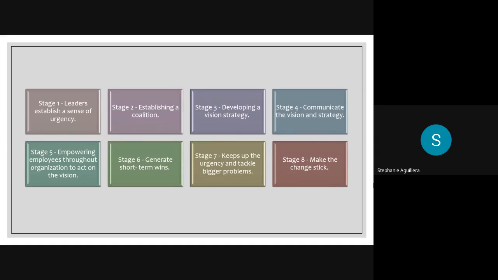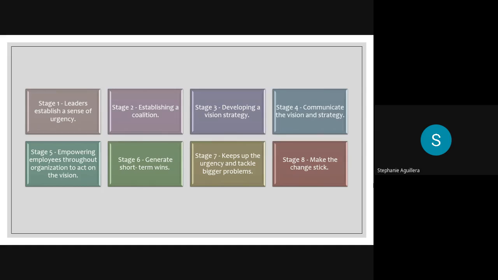Stage 1. Leaders establish a sense of urgency. In many cases, the need to change isn't obvious, and leaders have to make that need to change known. After it is identified, they must find a way to communicate this information broadly and dramatically.